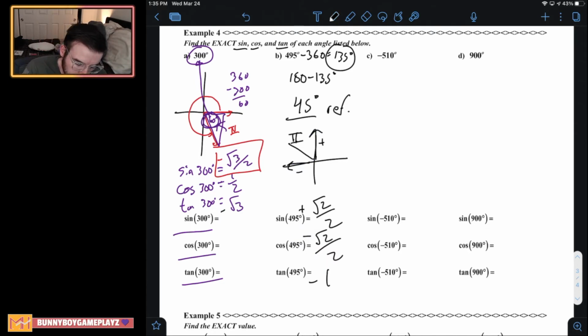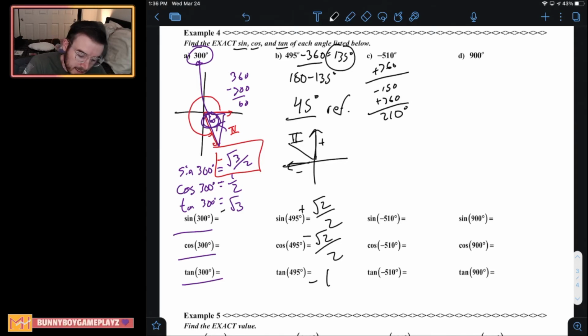Let's do it again. Negative 510. Why am I adding 360, or in this case subtracting 360? To find a more user-friendly, so to speak, angle, right? Because coterminal angles are essentially equivalent. So negative 510 plus 360. And you know what? I'm going to do it again. Plus 360. So I got negative 150, but then I want to add 360 again, and I get 210.